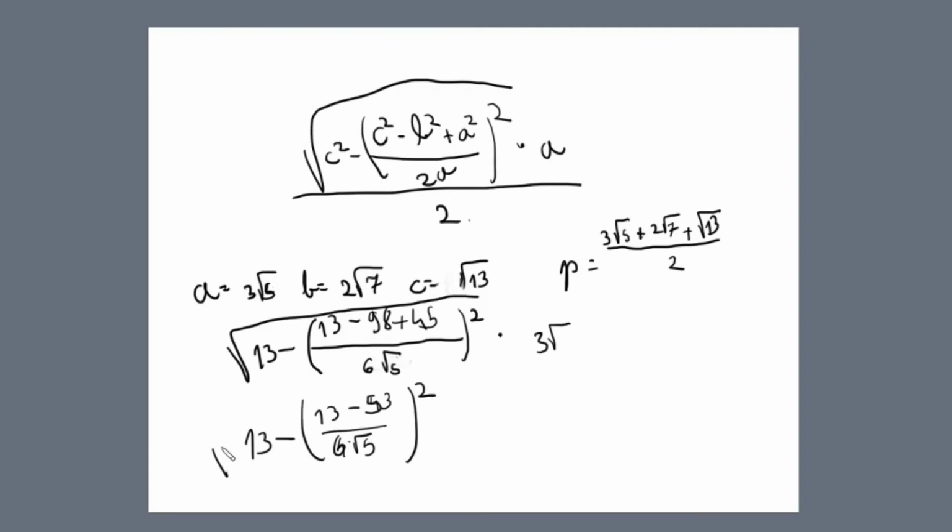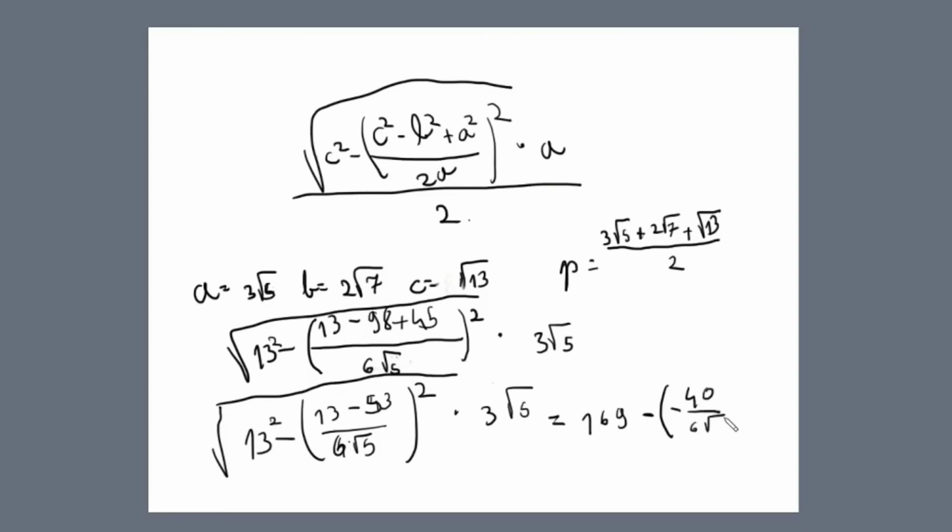Great. Oh wait, this is c squared. Okay. Multiplied by 3 radical 5. Okay? Perfect. And so it's equal to 169 minus 13 minus 53, that's 40, minus 40, all over 6 square root of 5. Everything squared.